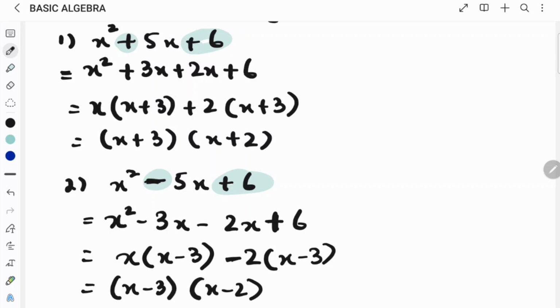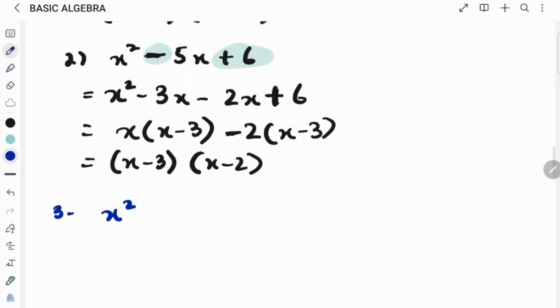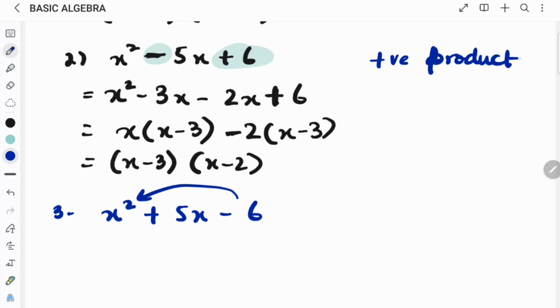Now the third example. For example, if you have in the third example the same type of question, x square and then you have plus 5x and here minus 6. It means 6 ones are 6 but minus, so you will take the difference in the middle. If positive product, take the sum in the middle.